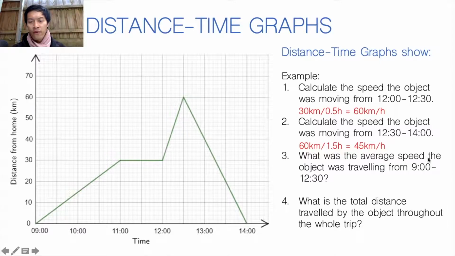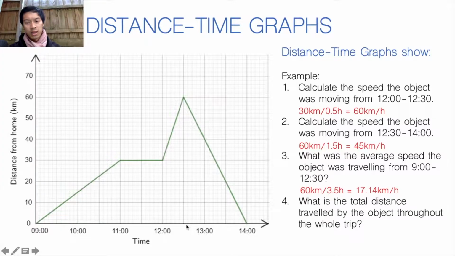Question 3 asks, what is the average speed that the object was traveling from 9 to about 12:30? So it wants you to figure out the average speed from here to here, okay? Now, to do that, we need to consider the total distance covered over the total time. So you can just ignore these lines here, and you go, okay, between 9 a.m. to 12:30, the object has traveled 60 kilometers, and it's done so in 3.5 hours.